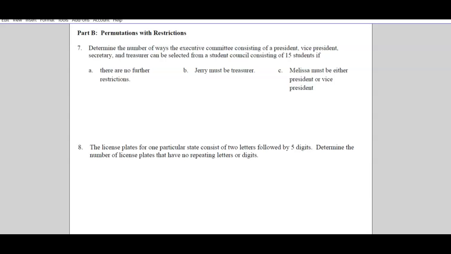Okay, so for positions, I'll help you with the window in a second. That's why I don't open the window.